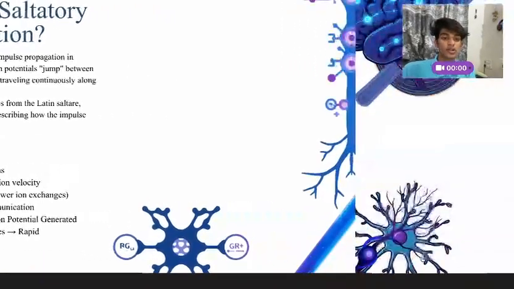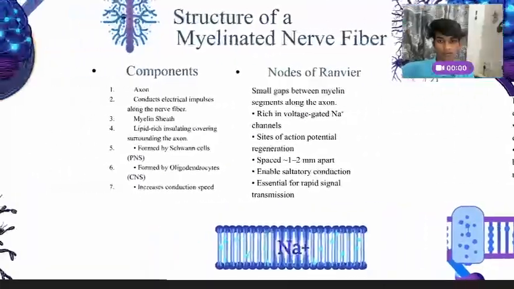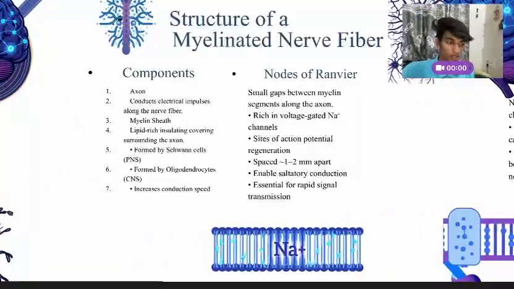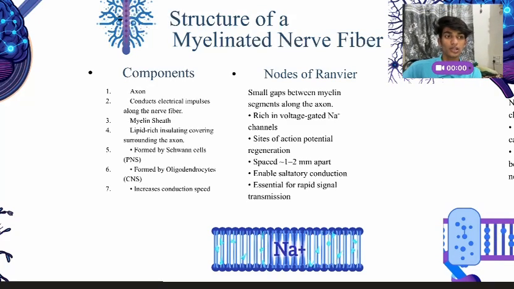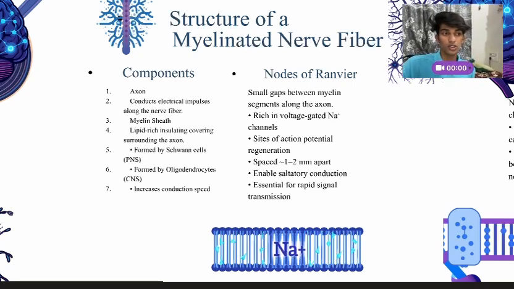Now we'll understand the structure of a myelinated fiber. Well, the structure of a myelinated fiber consists of the axon. The axon is a part of the neuron that carries electrical impulses. Then the myelin sheath. The myelin sheath is a lipid-rich insulating covering around the axon. It's formed by Schwann cells and oligodendrocytes. The main role is increasing conduction speed.